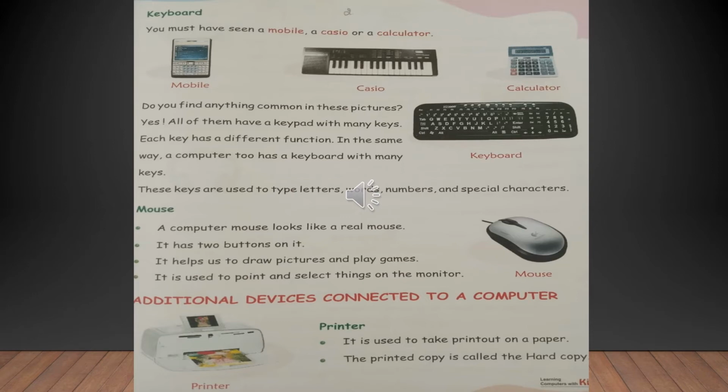Okay, next topic is additional devices connected to a computer. First one is the printer. It is used to take a printout on paper. Suppose we want to print any cartoon on paper, we can use a printer. Second, the printed copy is called the hard copy. That we can paste, or put in any file or folder.